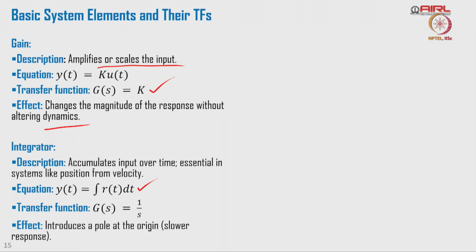Fine. So, what we will tell here is that when it becomes 1 by s, what is the type of the system then? Then we have one pole at s equal to 0, then we say that it is a single integrator system. If we have a transfer function with type 0, then that means that there are no poles at s equal to 0. So, that is a type 0 system. Integrator itself is a type 1, that means it has one pole at s equal to 0. It introduces a pole at the origin, fine.